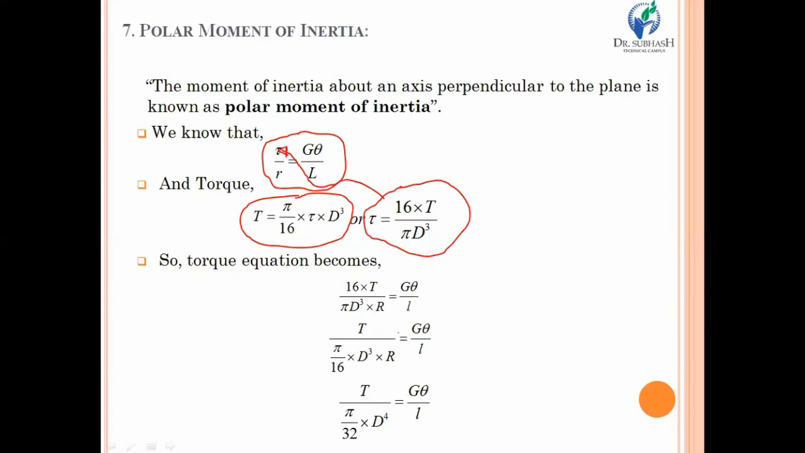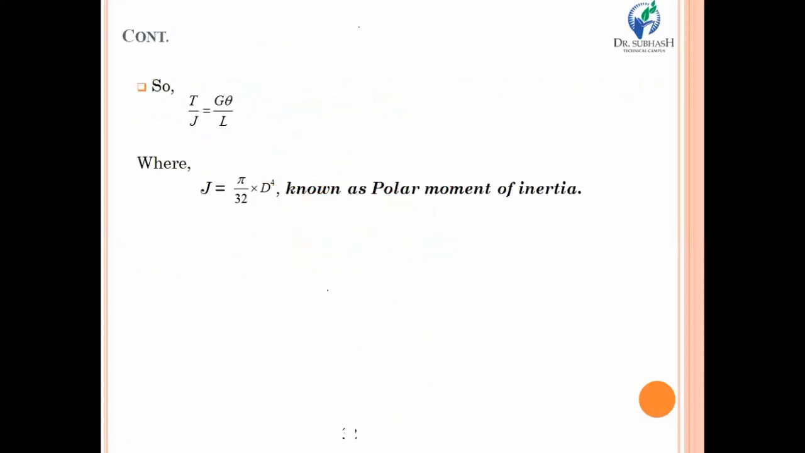Further simplification will give us T upon pi by 16 d cube into R is equal to g theta upon l. So ultimately, over here, you just have to make simplification, and at the end, you will have the equation T upon J is equal to g theta upon l.